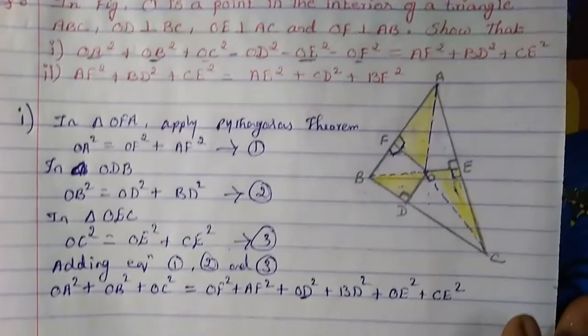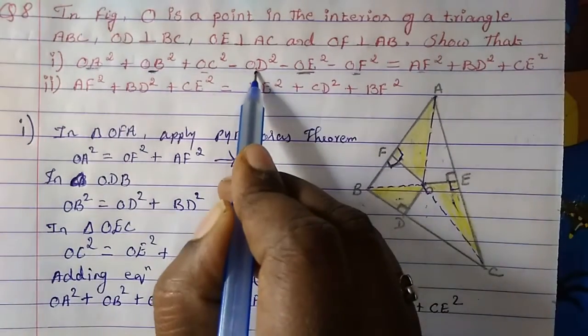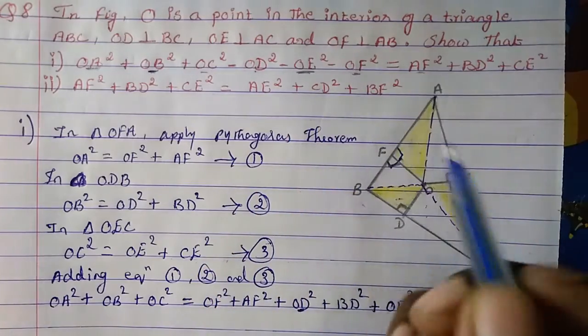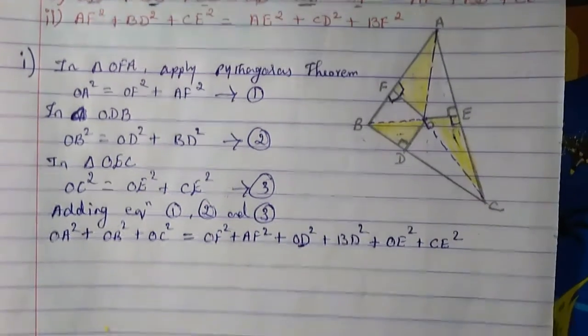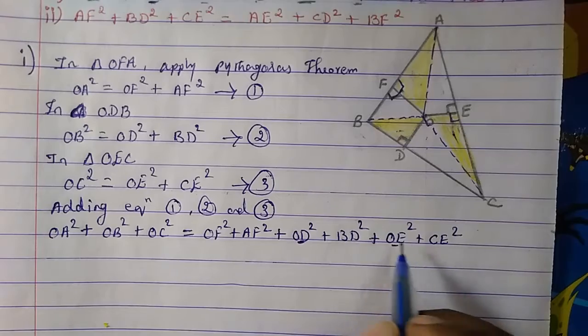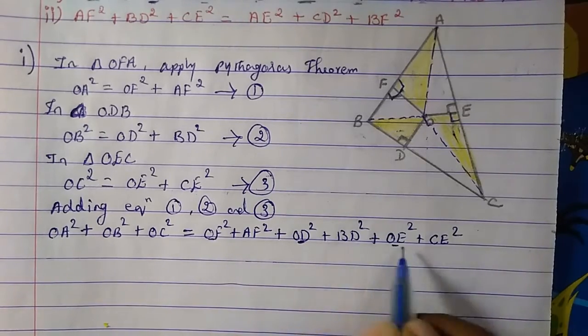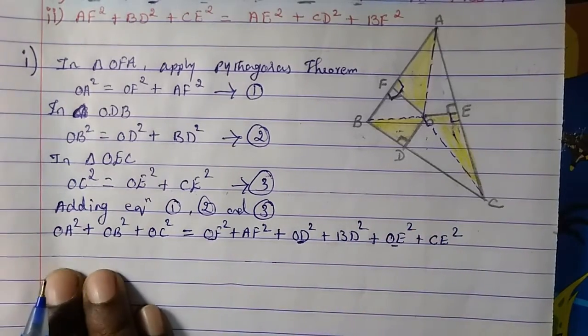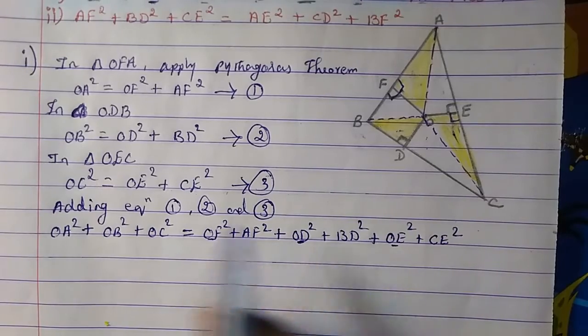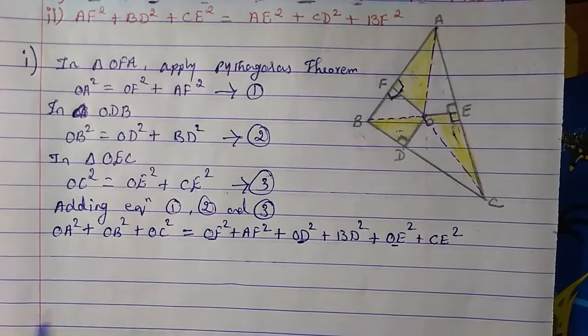OC, no. Here it is: OD, OE, OF. So these are the three things we have to bring to the left side. Then it is plus here. When it comes to the left side, it becomes minus.